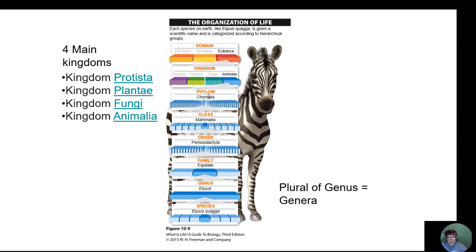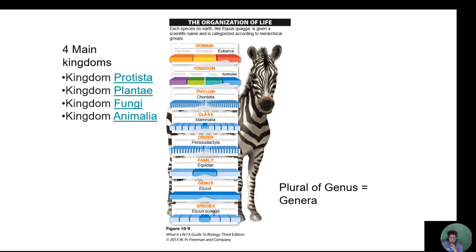But then we go down to phylum. So it's domain, kingdom, phylum. Now when we look at the zebra, the phylum is Chordata. There are other phylums, many other phylums. Then we go class. When we look at the zebra, the class is Mammalia. There are many other classes, right? Then we have order, which is Perissodactyla, family, Equidae, genus, Equus, and species, quagga.